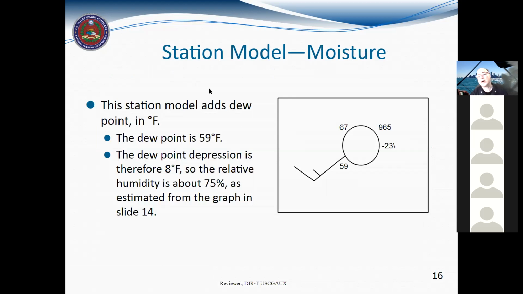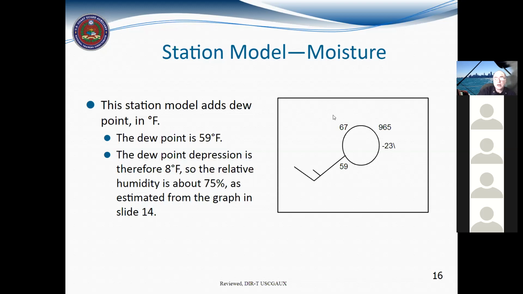Now we're going to talk more about that station model. This was a big topic the first night, which I sent out an email. I hope that kind of explained things a little better about the station model. So here's a typical National Weather Service station model. And from here, you can see down here is the dew point. So this station model adds the dew point temperature in degrees Fahrenheit. So this isn't centigrade, it's Fahrenheit.